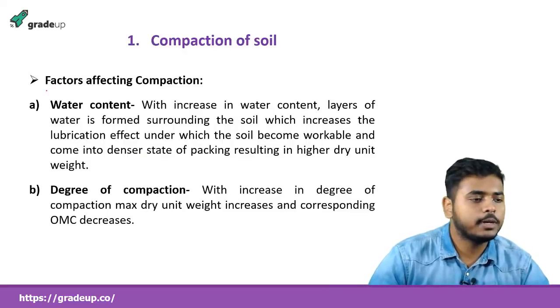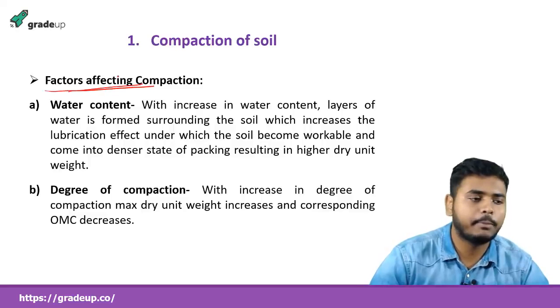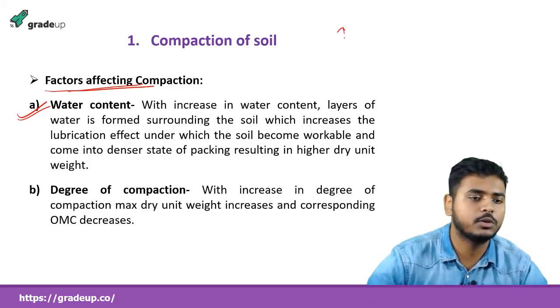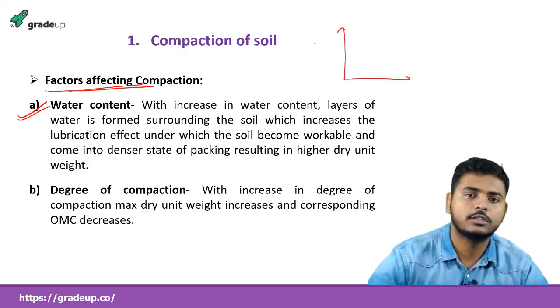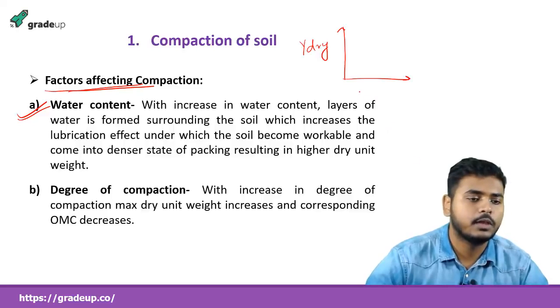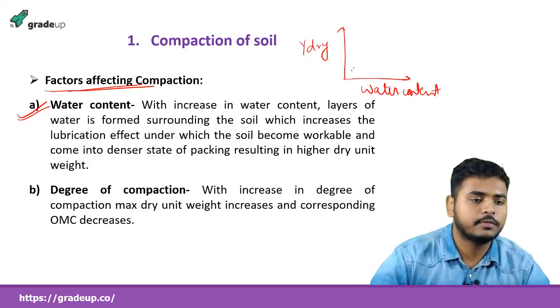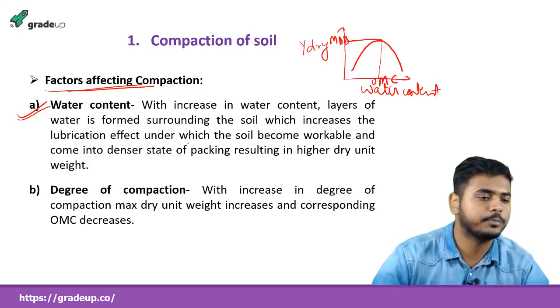Now coming to the first topic, the factors which are affecting the compaction. The first factor is the water content. As we already studied in the previous video, the compaction curve shows the relationship between gamma dry, that is dry unit weight, and water content. The graph was like this, and here we obtain the MDD, that is maximum dry density, and this one is OMC, that is optimum moisture content.